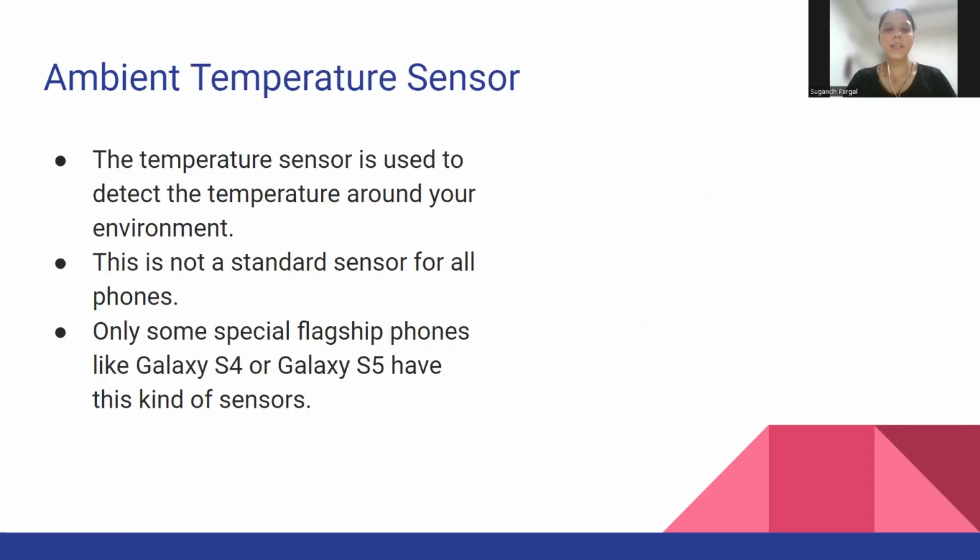Next is the ambient temperature sensor. This is similar to the ambient light sensor. As the ambient light sensor detects the light around it, the ambient temperature sensor is used to detect the temperature around your environment. This is not a standard sensor for all phones. Only some special flagship phones like Galaxy S4 or Galaxy S5 have this kind of sensor to detect the temperature around your area.